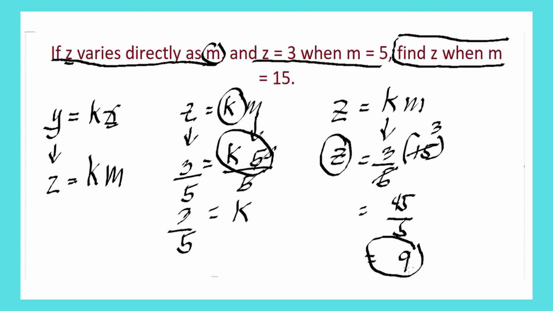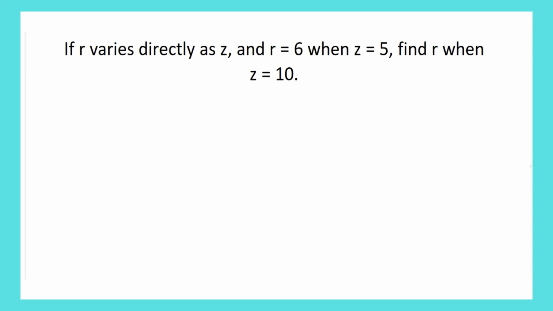All right. So when m is 5, our value of z is 3. But when the value of m increases to 15, the value of z also increases to 9. All right. So let's have another example. Try to pause the video and solve for the value of r.